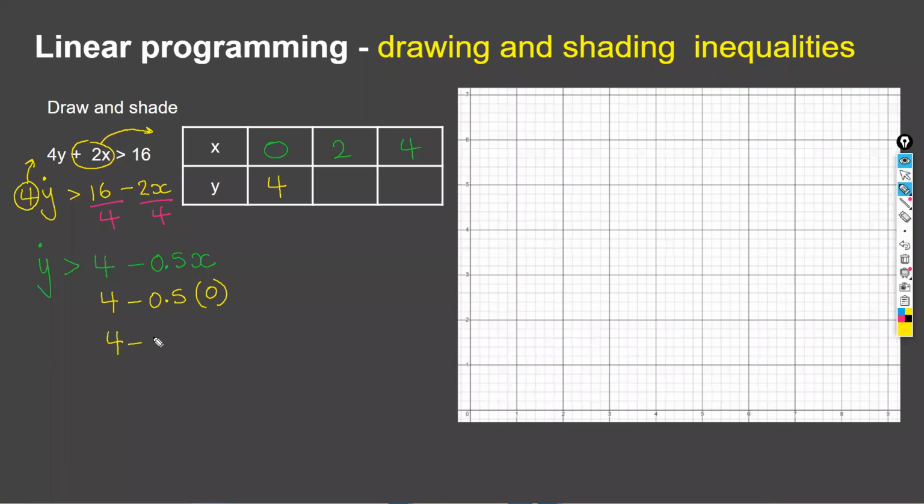Right? So if you do the same calculation and you put 2 here, 0.5 multiplied by 2 is 1. 4 minus 1 is 3. And then if we have 4 minus 0.5 and replace the x this time with 4, 0.5 multiplied by 4 is 2. 4 minus 2 is 2. So you're supposed to get 4, 3, and 2. So you just need to plot these points, and then you have to figure out which side of the graph to shade, which is the wanted side. Well, what is the side we actually want to keep?